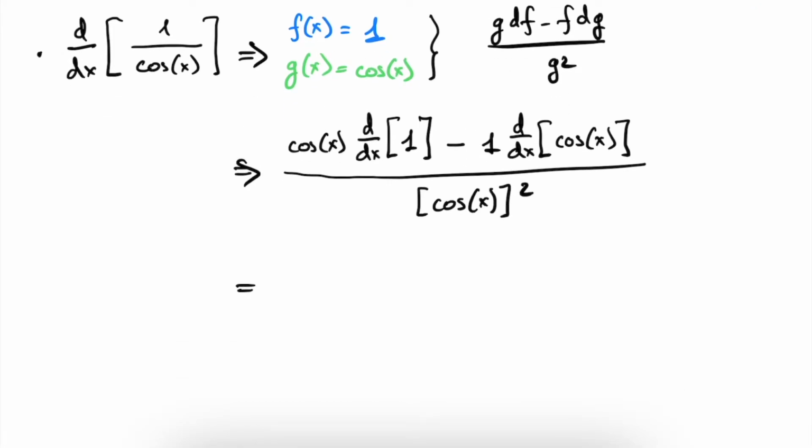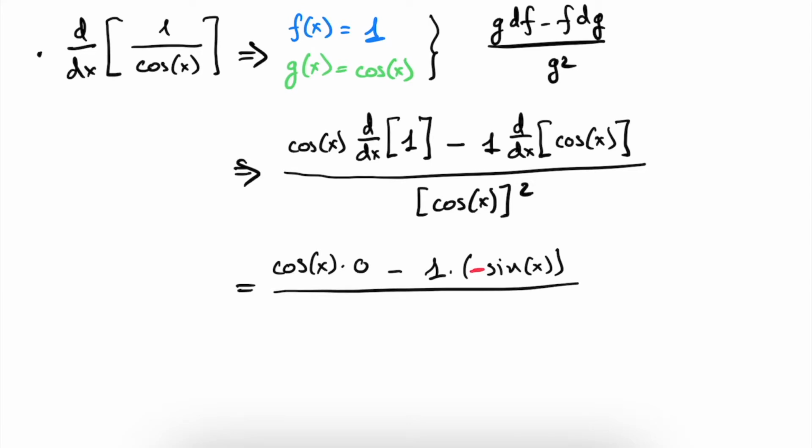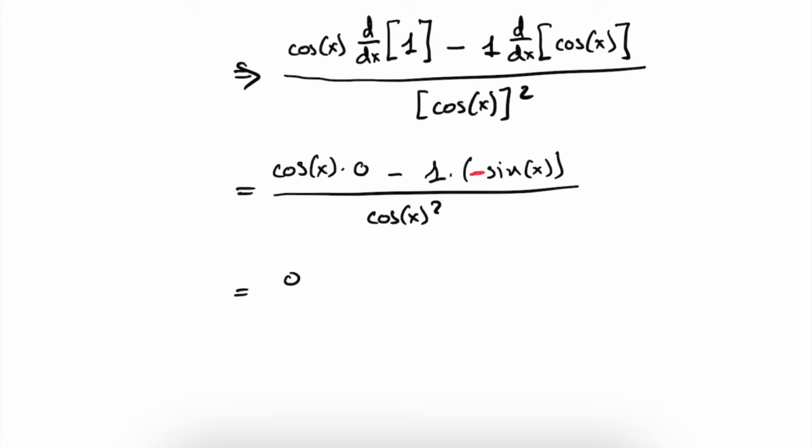Let's see what this gives. So it's the cosine of x times the derivative of 1, which is 0, minus 1 times the derivative of the cosine of x, which is minus the sine of x. And here you always have to be careful that you don't forget this minus sign. And you divide this by cosine of x squared. Rewriting this, we get 0 minus sine of x divided by cosine squared of x.